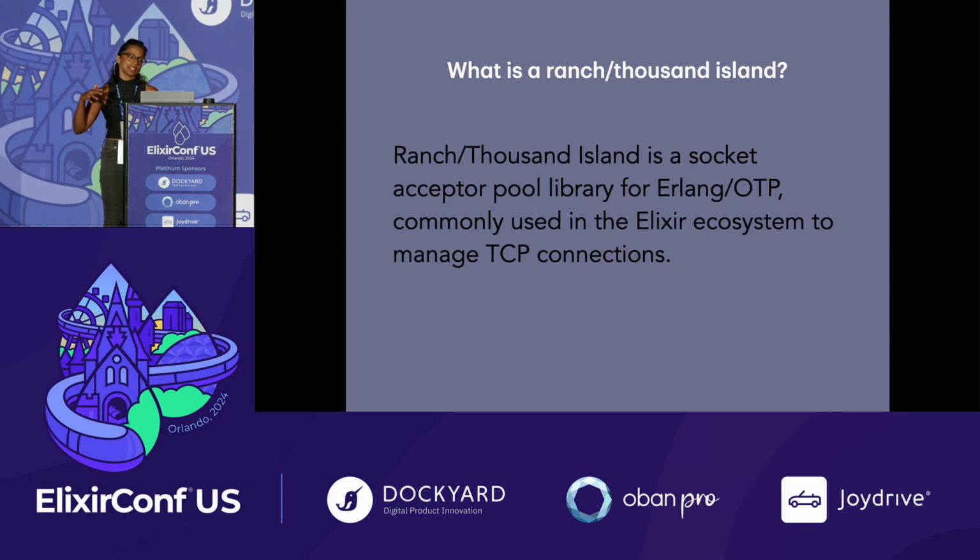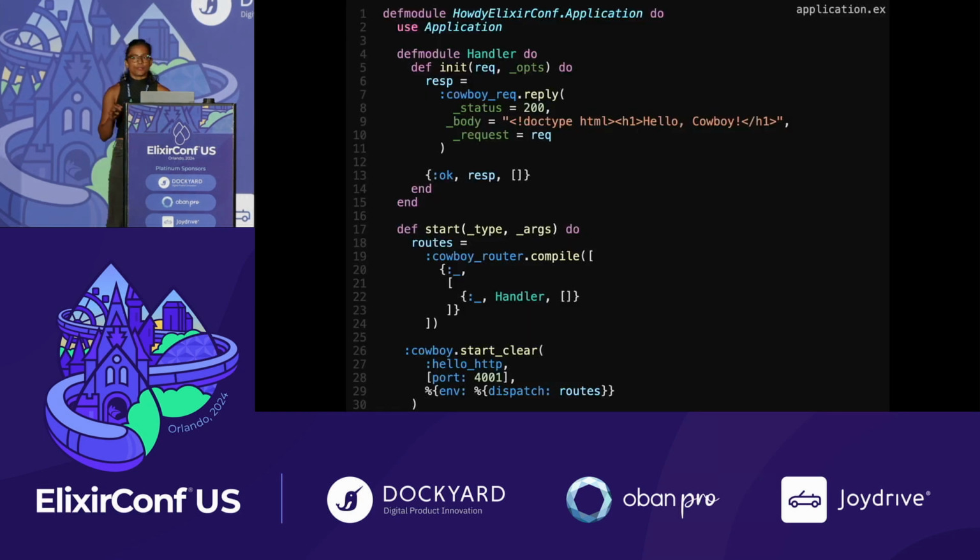So Bandit uses Thousand Island, Cowboy uses Ranch. I guess there's a correlation metaphorically there. But they're both socket acceptors. So essentially, when you make a request, it takes that connection, it manages that TCP connection, and then passes it on. Of course, it doesn't make sense unless you see some code.